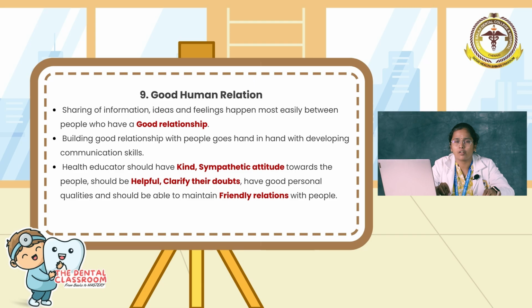The health educator should have these qualities. First one is he has to be kind, sympathetic in attitude towards the people, should be helpful, clarifying their doubts and have good personal qualities, and should also maintain a friendly relationship with the people. These are the good qualities that are to be maintained by a health educator for a good human relation.